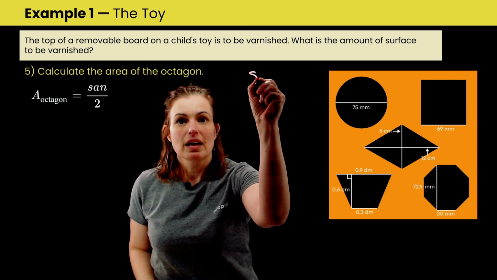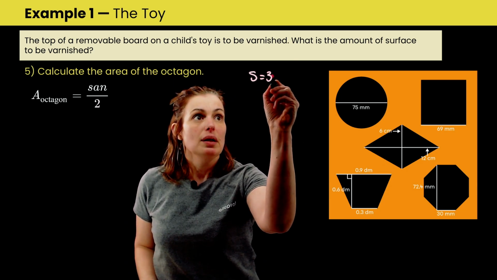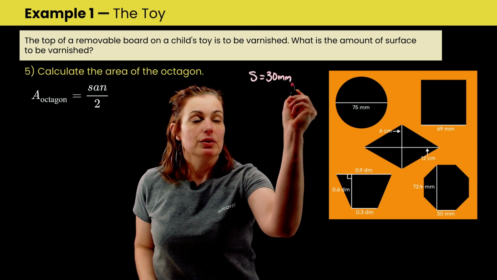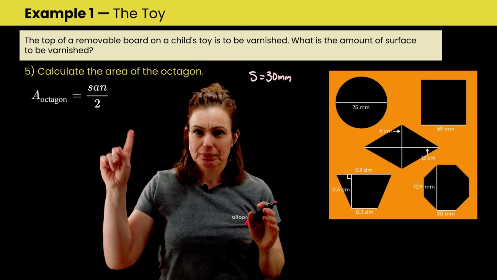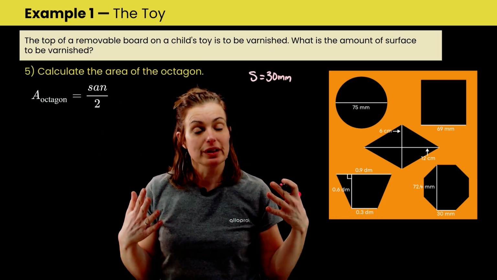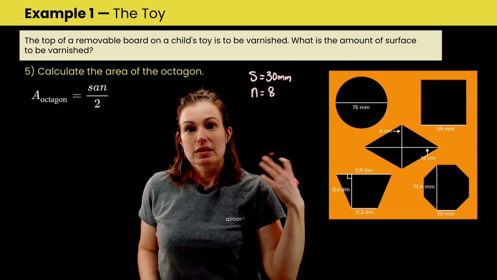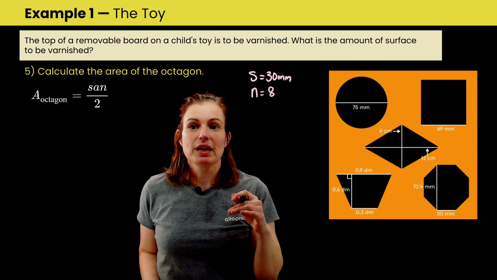So in this case, the side length, well, that's given to us in the problem. It is 30 millimeters. I'm going to write that up there. And then the number of sides, that's also given to us in the problem because, of course, we're dealing with an octagon. So I just count up the sides. Octagon has 8 sides. So n is going to be 8.